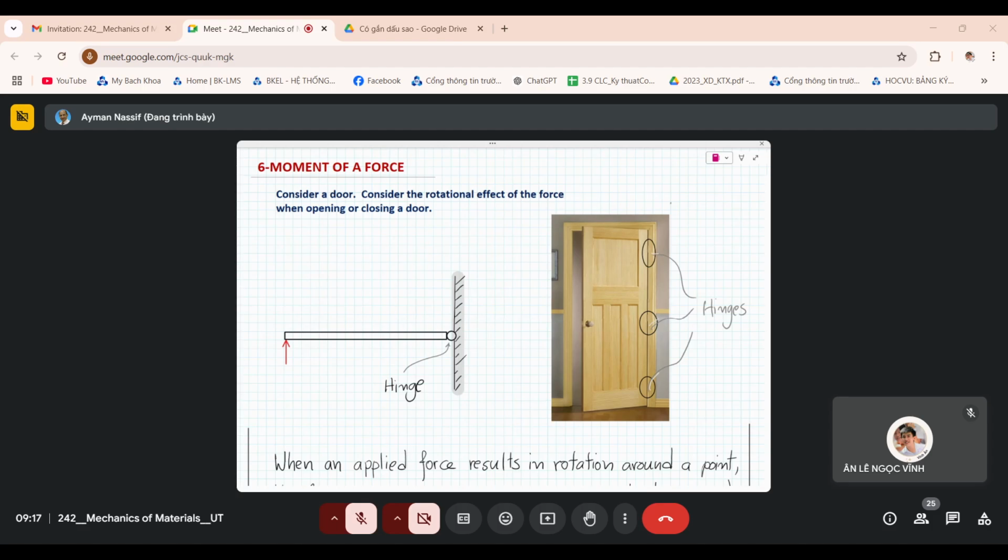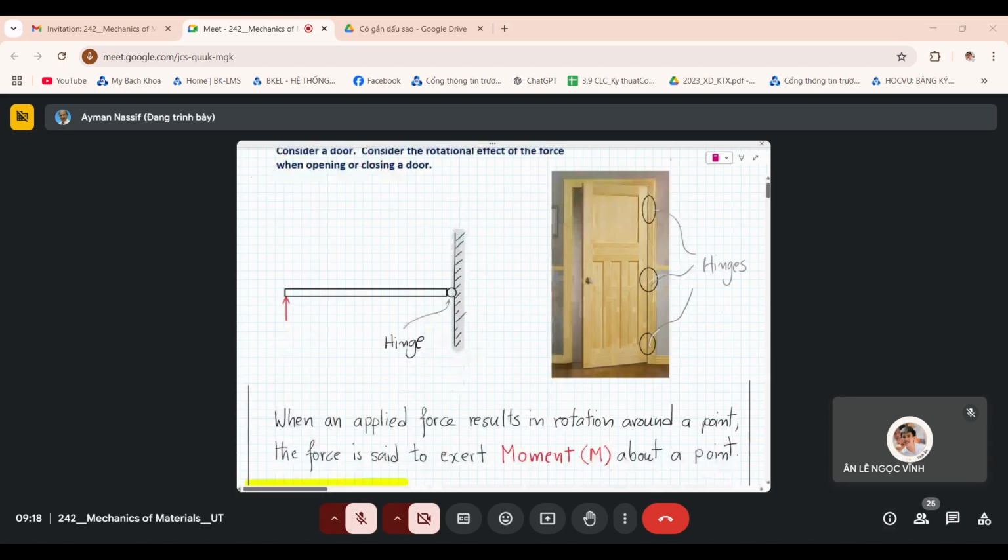And interestingly enough, you have the handle of the door at the edge of the door, not in the middle of the door. And there is a reason for that, because if you have the handle here, the force will have a higher value of rotational effect than if you have the handle here. But the idea of rotational effect is clear.